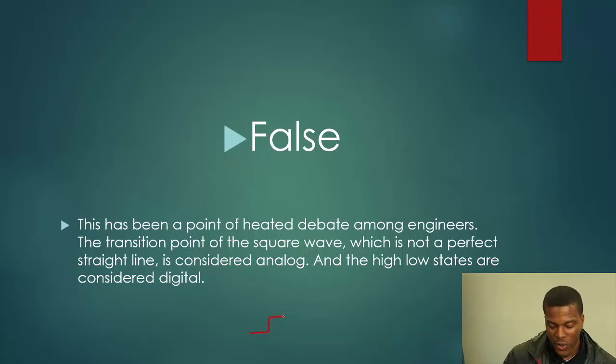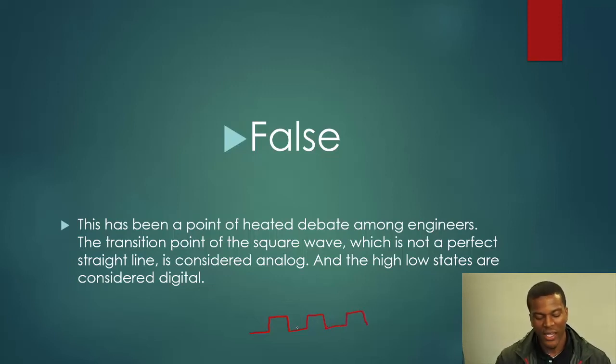Because when you look at a square wave, obviously it has the two states, and it's most commonly used for digital clocking, but these transitions are not perfect. There's no way to generate these perfectly transitioning square waves with the technology that we have now. So we would consider those transitions to actually be analog. However, given the high-low states and given the application of this square wave, we would still consider this primarily to be a digital signal.